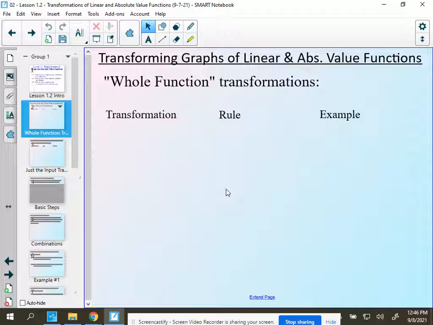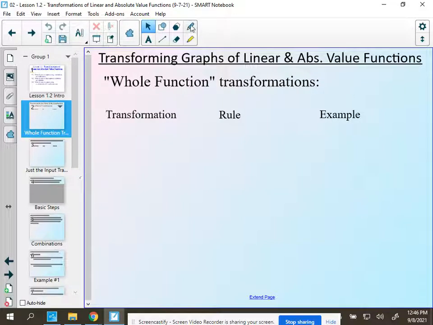So here we go. First note, definitely add to your notes. There's going to be two sections in your notes here. The first one is what I would call, and this is just a Mr. Kroll term that I call it, whole function transformations, where we do something to the entire function. So we'll have three of them that go in here. We'll try to do what the transformation is, what the rule is for it, and then look at what it looks like in both linear and absolute value functions.